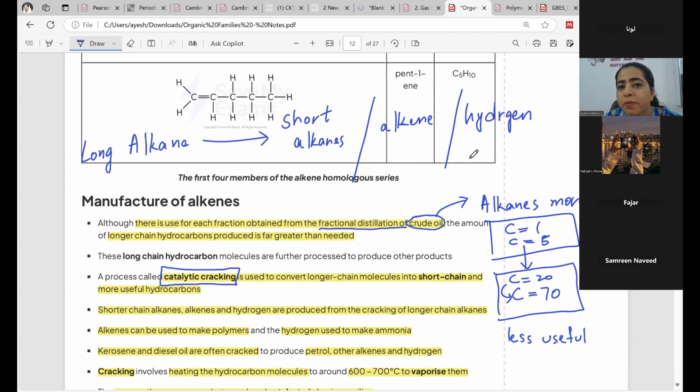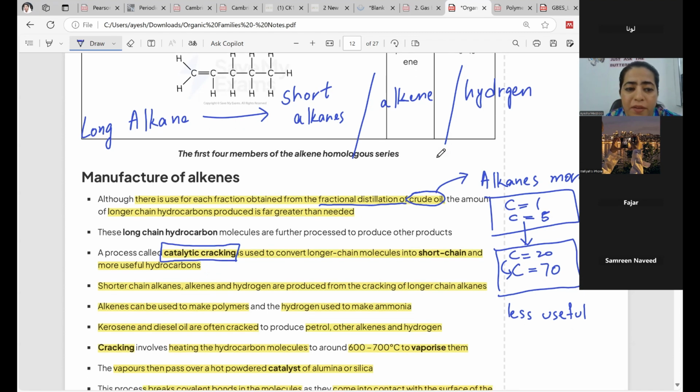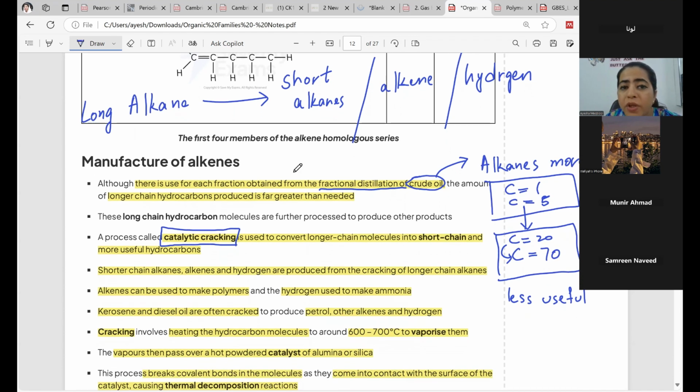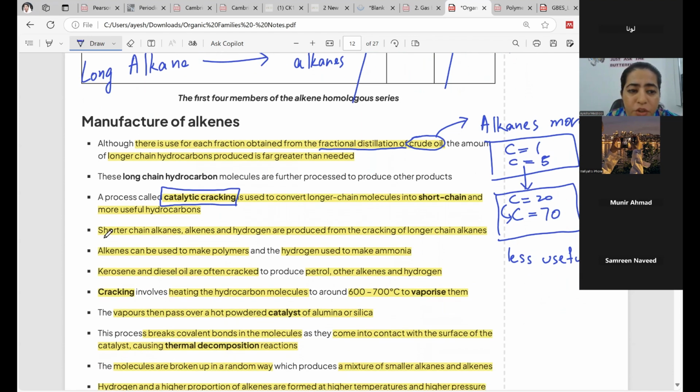So we have three different possibilities for the product. When we break the longer alkane, we may get a short alkane, we may get alkene or hydrogen gas. And now these short alkanes, alkenes, and hydrogen all are useful. So we can use them all. So we can see some of the uses and then we'll see when we are getting these products. When we break them, we are getting short alkanes, alkenes, and hydrogen.